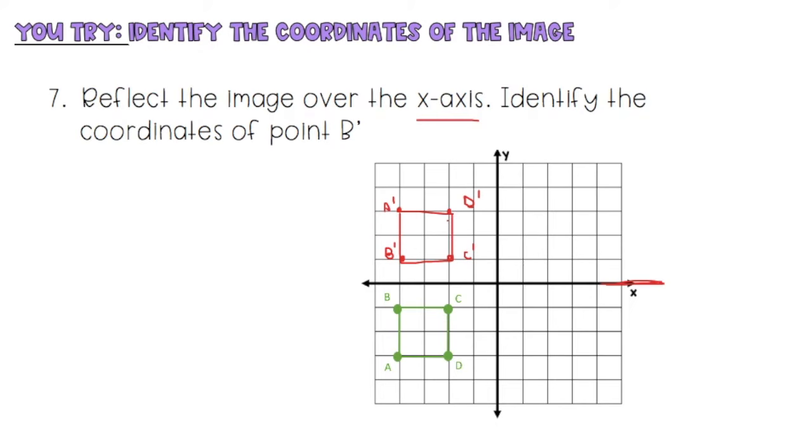I'm able to see my reflection, my mirror image. It looks good. So I can state my coordinates for point B are at -4, +1.